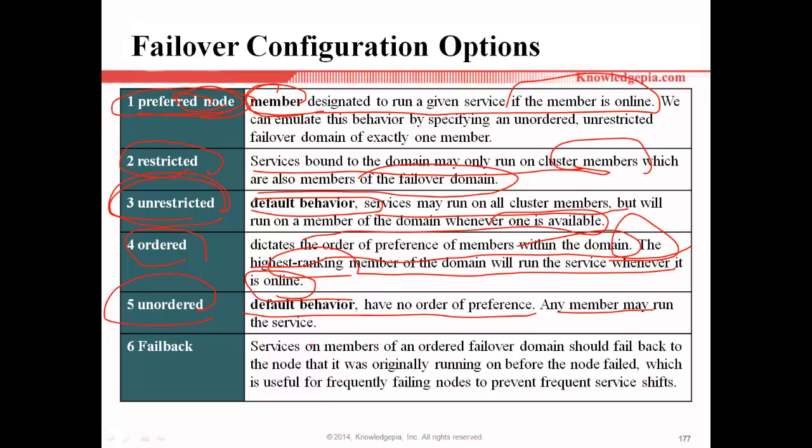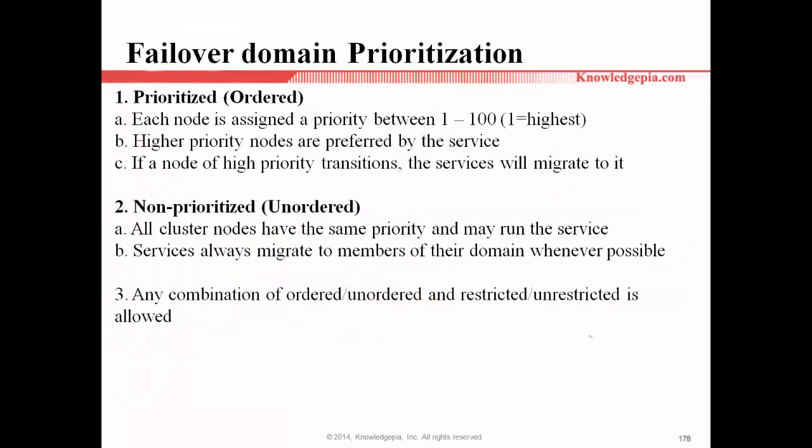Any member may run the service. Failback: service from members of the ordered failover domain should fail back to the node that it was originally running on before the node failed. So when the failed node comes back, in this case, if we use no failback, then maybe the current node will supply this service until this node is fixed.